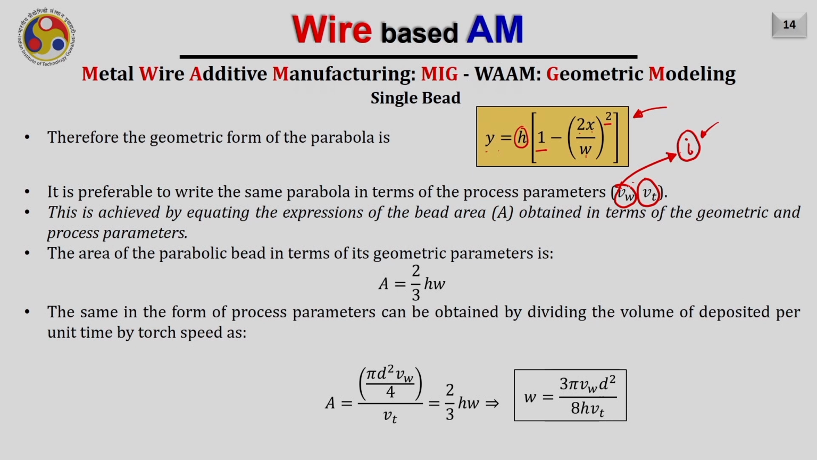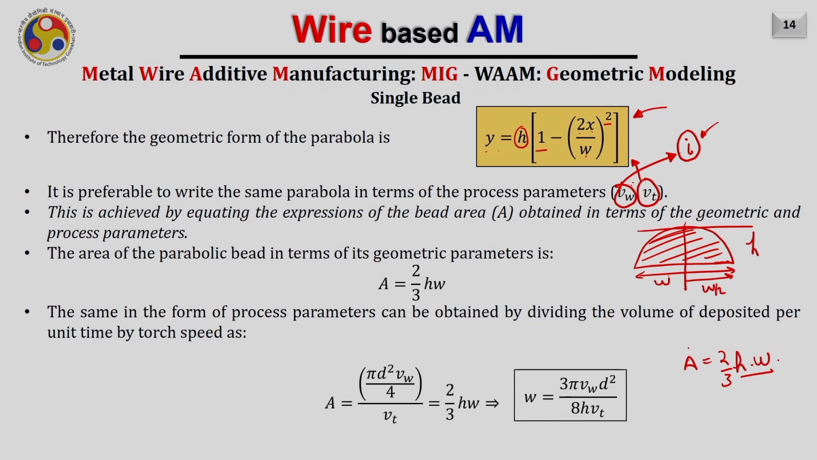So how can we incorporate these two variables into this equation? For that, let us first try to find out the area of the bead deposited. As we are depositing a parabola like this, which has height h and width from this point to this point w by 2, and the total width is of course w from here to here, the area of this region will be equal to 2 by 3 h into w, that is the area of this parabola or the bead.